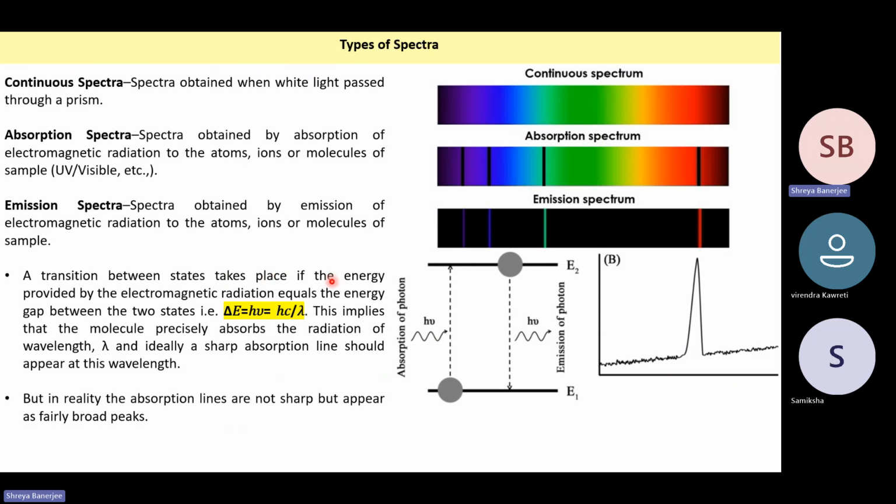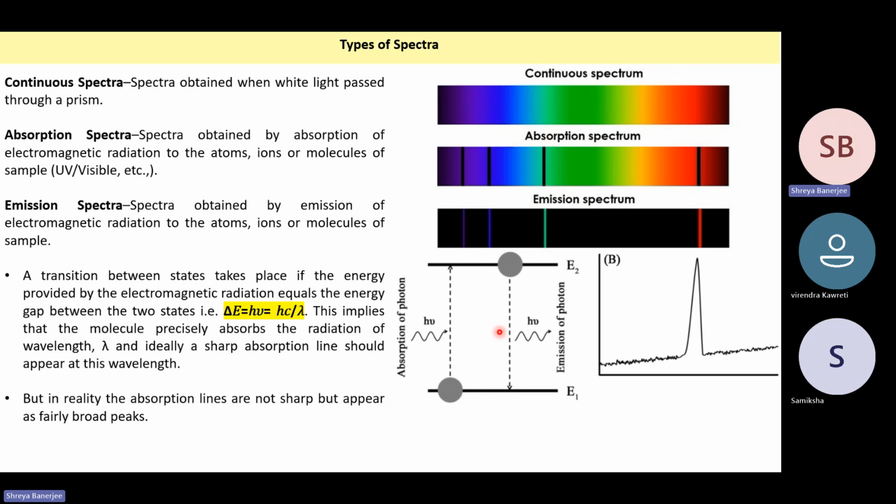So this kind of transition will happen only if the energy provided by the electromagnetic radiation is the same as the energy difference between the two states. So the energy difference between the same two states, delta E, must be equal to the energy of the electromagnetic radiation, which is h nu, where nu is the frequency, and we know we can write frequency as c by lambda, where c is the velocity of light, lambda is the wavelength. So the molecule will precisely absorb the radiation of wavelength lambda, and where it is absorbing, a dark line will appear in the absorption spectrum.